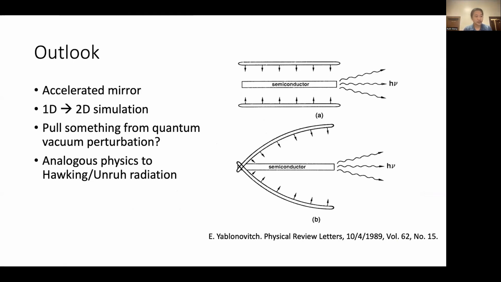Is acceleration just different constant velocities at different time moments? And we are making a 2D simulation, which will look like a puddle in a pond. Maybe we can pull something out of the quantum vacuum, which would be really cool. We don't know if it's realistic. And the physics we are doing is analogous to the physics of Hawking or Unruh radiation, because we are dealing with relativistic physics.